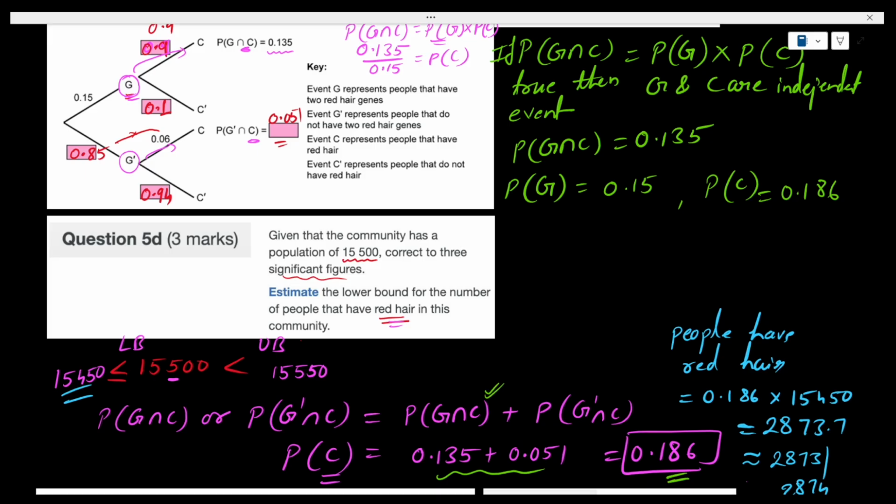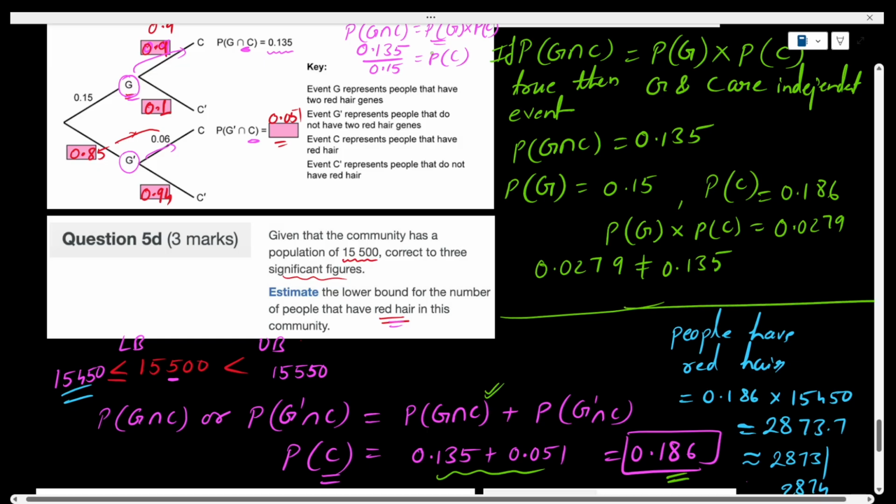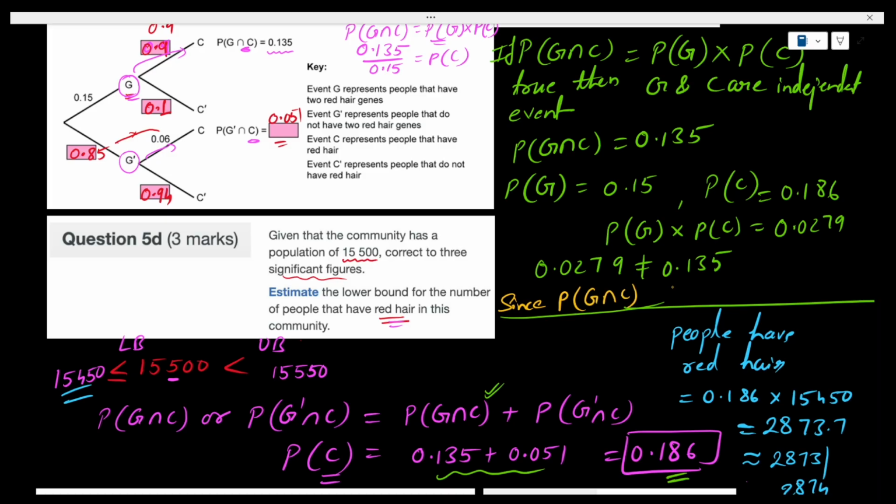Then if I take the product here, P of G times P of C, that is 0.186 times 0.15, and we are getting 0.0279. 0.0279 is not equal to 0.135 here. That means, since P of G intersection C is not equal to P of G times P of C, you can write down therefore G and C are not independent events.